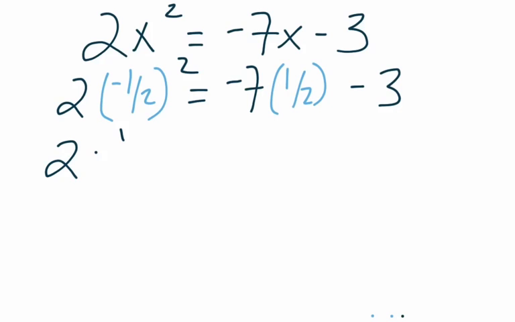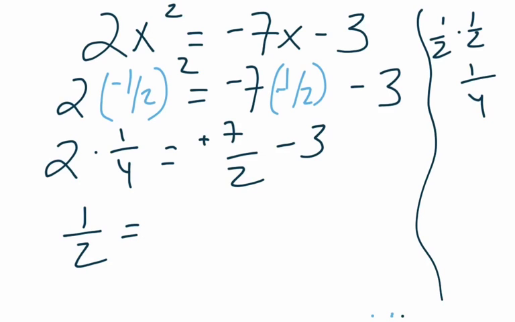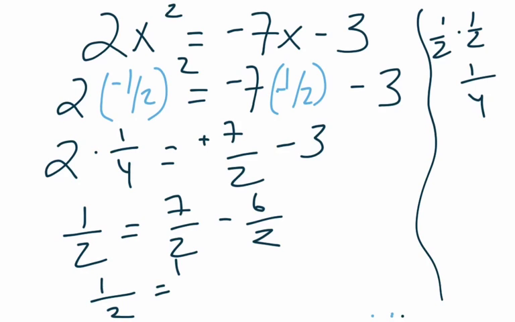This would be +1/4. I just did 1/2 times 1/2, which is 1/4, and do a little scratch work over there. This is negative. Oh, wait a minute. I forgot the sign there. It's positive. That's a negative 1/2, which makes this a positive 7/2 minus 3. That's great. 2 times 1/4 is 1/2. 7/2 minus 6/2, because 3 is 6 over 2. And then, of course, 7 minus 6 is 1.